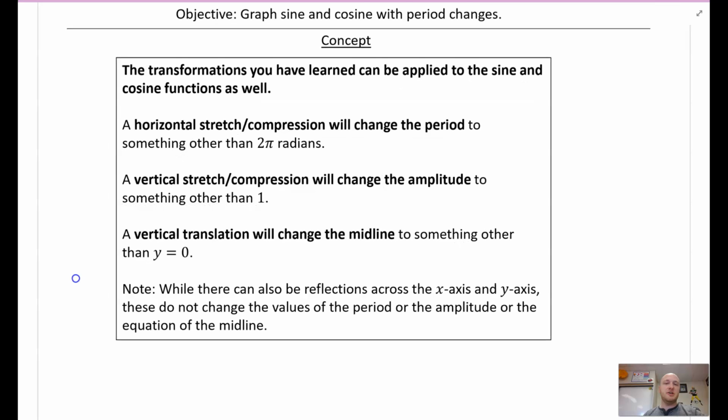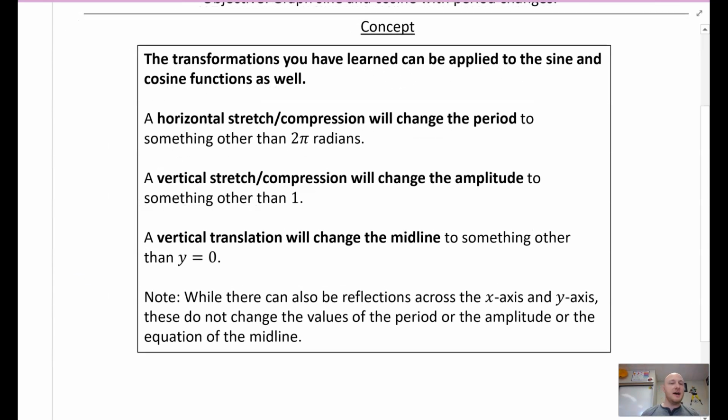So the transformations that you have learned can be applied to sine and cosine as well. If we have a horizontal stretch or compression, this is going to change our period, and it will be something no longer than 2 pi radians, and that's specifically what we're going to look at today. Again, our a value, which is our amplitude, will change the distance from our midline to our max and our minimum. So that's a vertical stretch or compression.